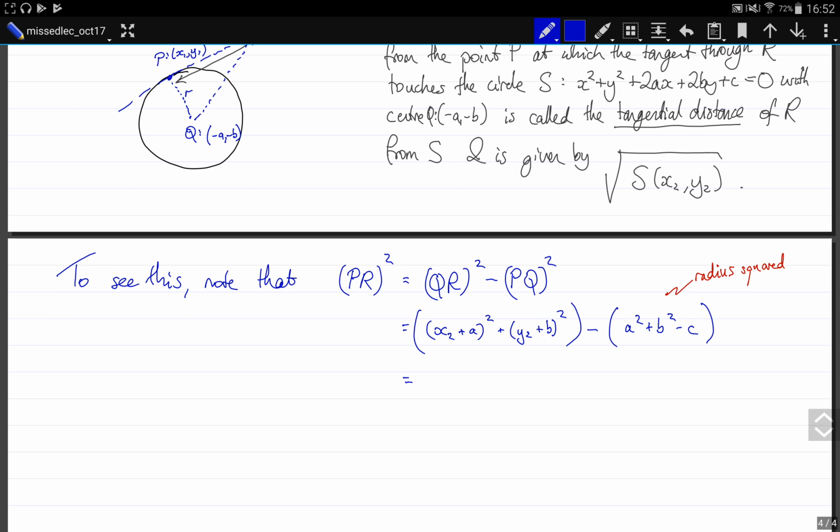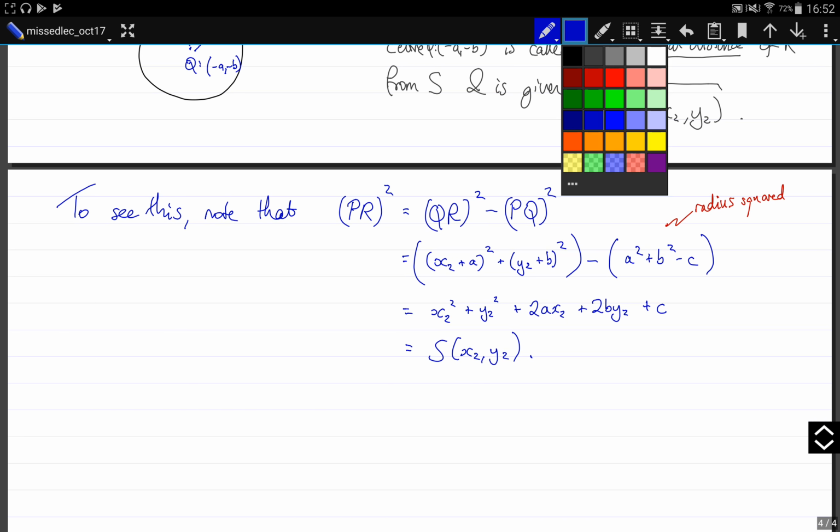Let's expand the brackets. x2 squared plus y2 squared plus 2ax2 plus 2b y2 plus a squared plus b squared minus a squared minus b squared plus c. And this is precisely what we wanted, S of x2, y2. Good.